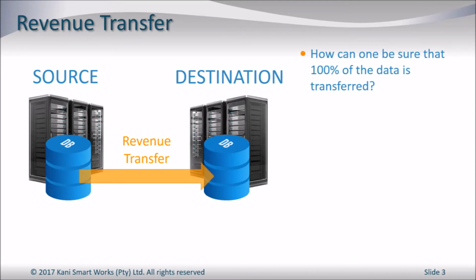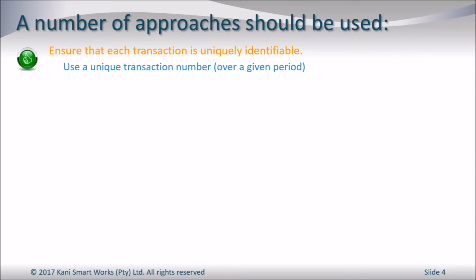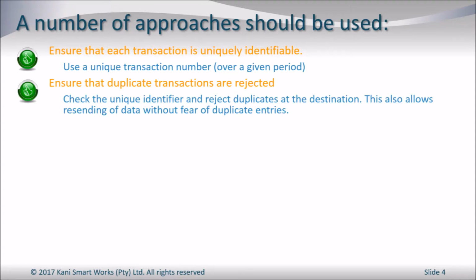How can we be sure that 100% of the data is transferred? Not less, in other words missing data, not more, in other words duplicates, exactly 100%. To do this, we'll need a number of approaches. First of all, we need to ensure that each transaction is uniquely identifiable. So one way to do this is to use a unique transaction number, at least unique over a given period anyway. We need to ensure that duplicate transactions are rejected.